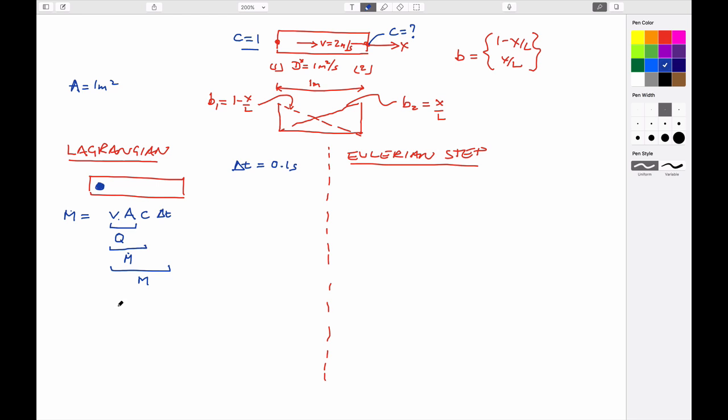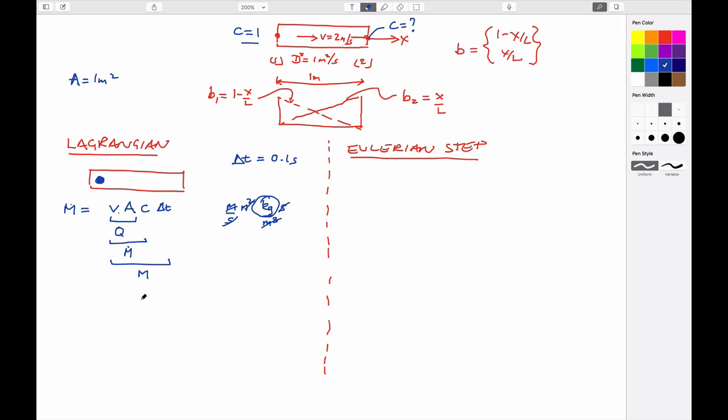And so I guess we could check that in terms of dimensions. The velocity is in meters per second. The area is meters squared. The concentration is mass per volume. And time is seconds. So you get the seconds, you get the meters cubed, and you're just left with mass. So at least it's the right units, which I guess is a good start.